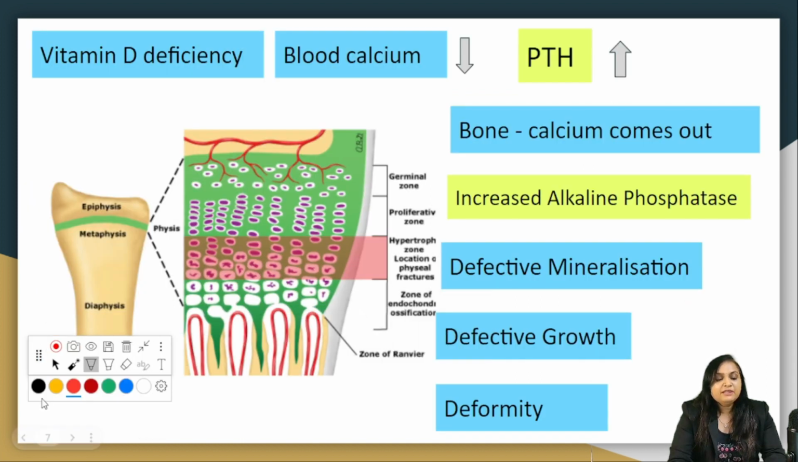It will happen whenever there is a deficiency of vitamin D. This zone of provisional calcification will not be there because there is no calcium. The calcium is all out in the system for the maintenance of homeostasis.